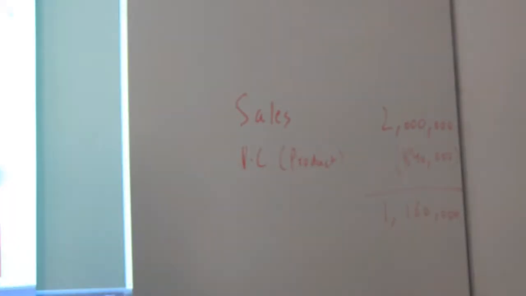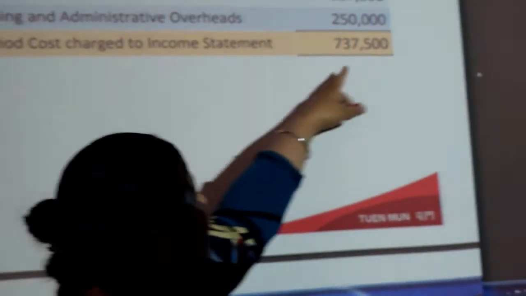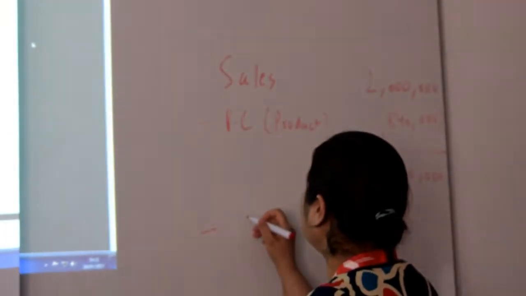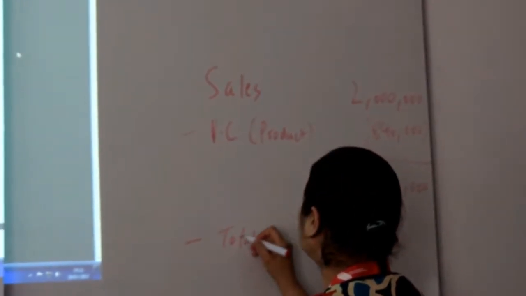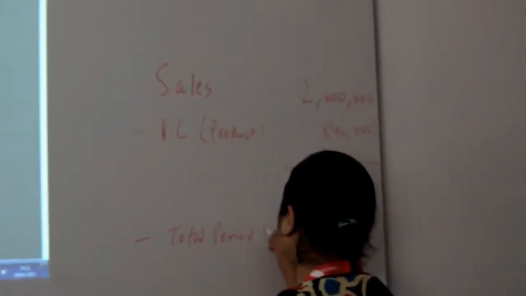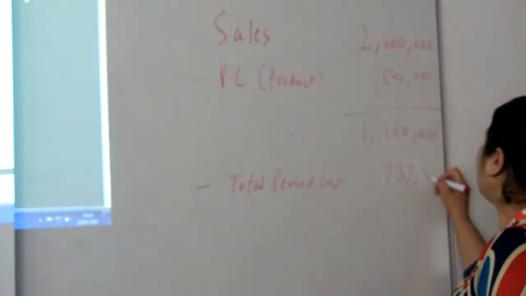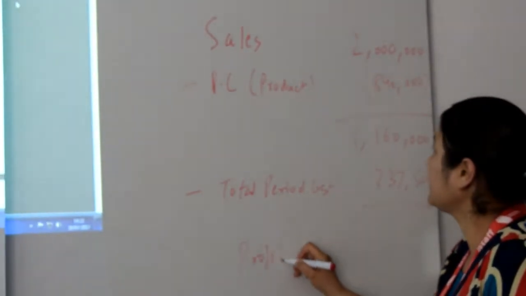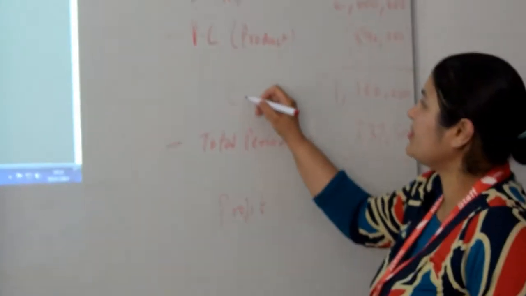If I go back to the previous slide, it says this is the total period cost, 737,500. And if I take away the total period cost, which is 737,500, it's going to give me profit. So this term is known as contribution. Yes.